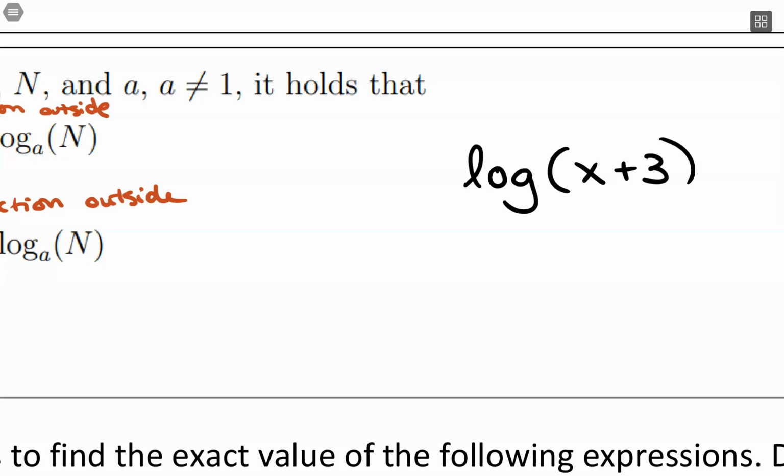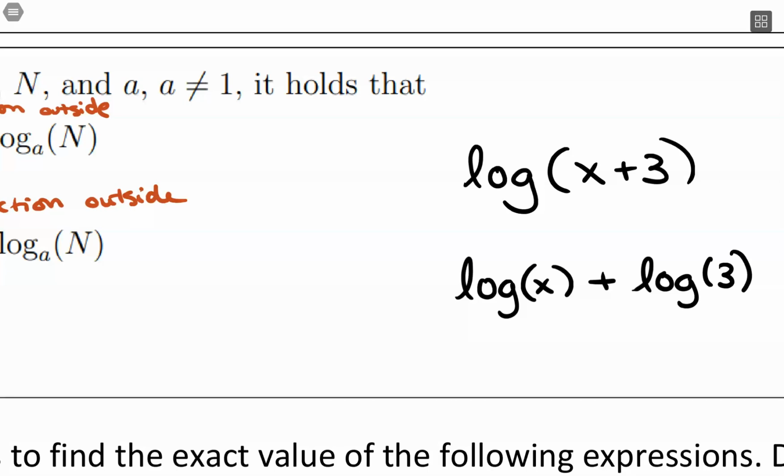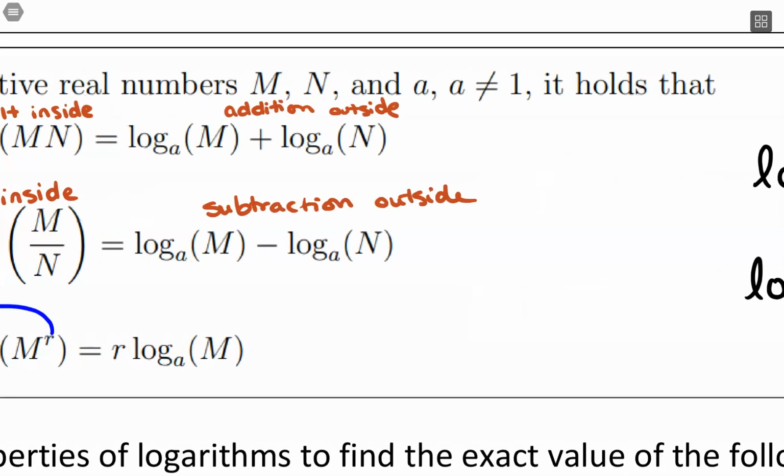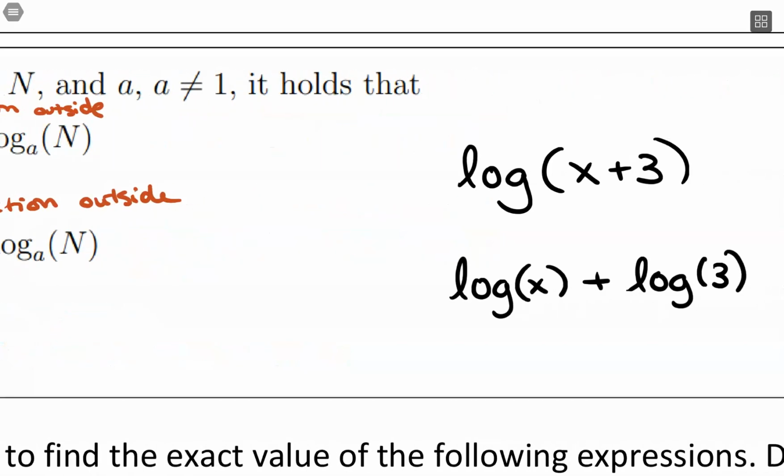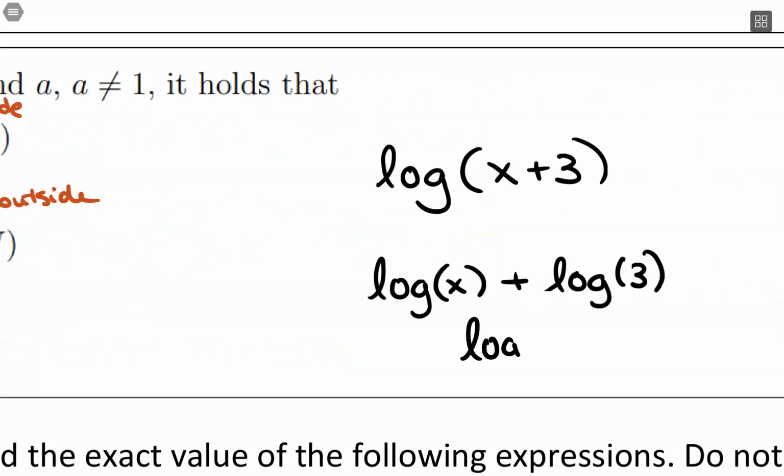We can't do anything with that. That is stuck just like that. However, if I changed it to log of x plus log of 3, if I moved it to the outside of the logarithm, now I can use that first rule there. I have two separate logarithms adding together, and I can combine them into a single logarithm of x times 3, keeping that same base throughout.